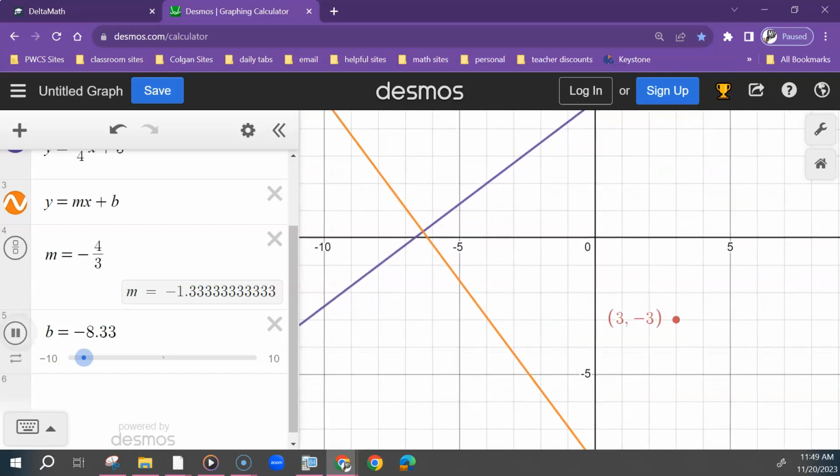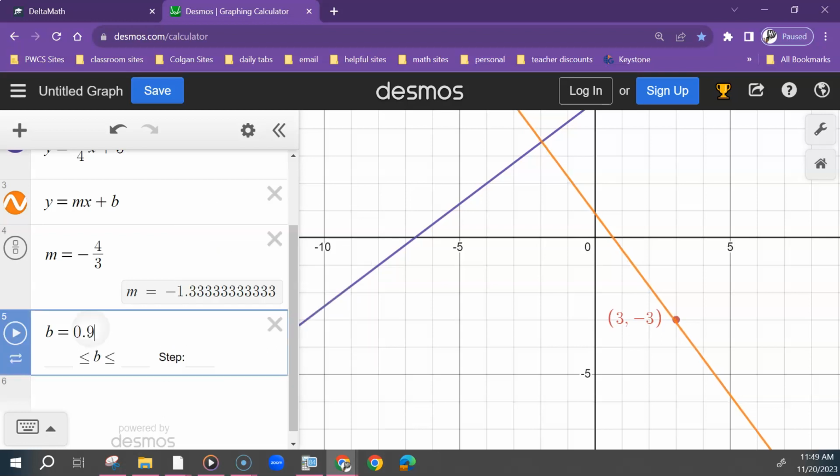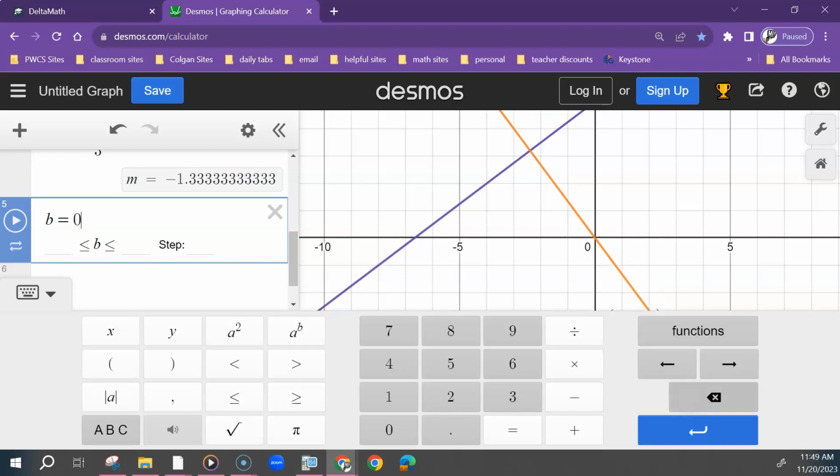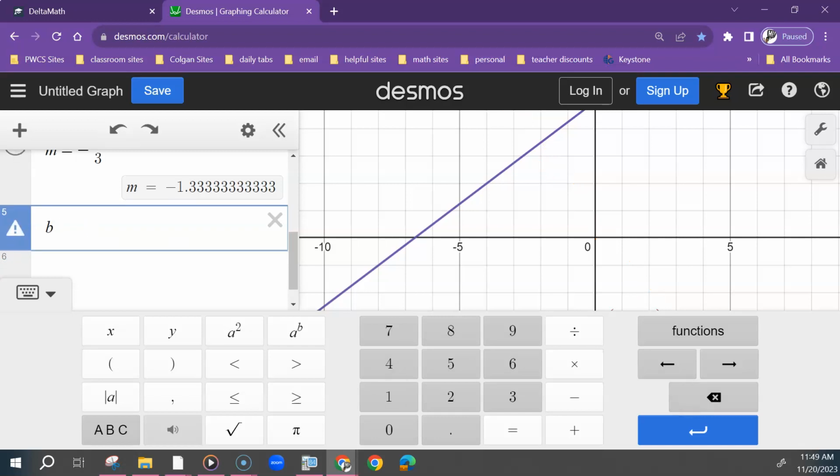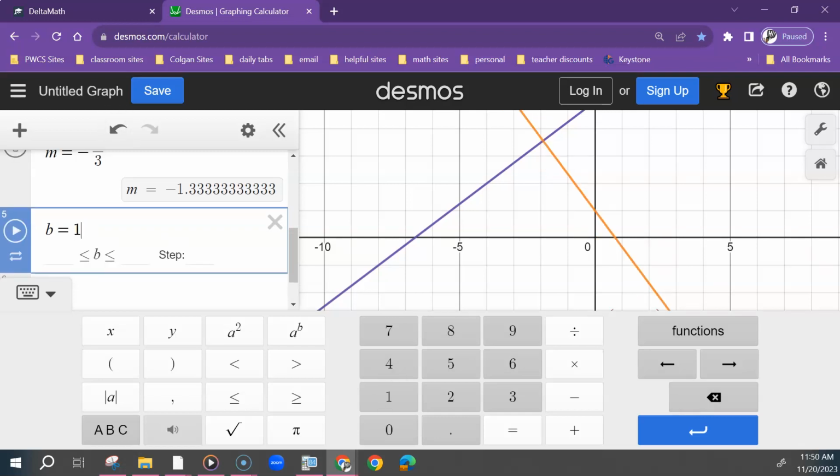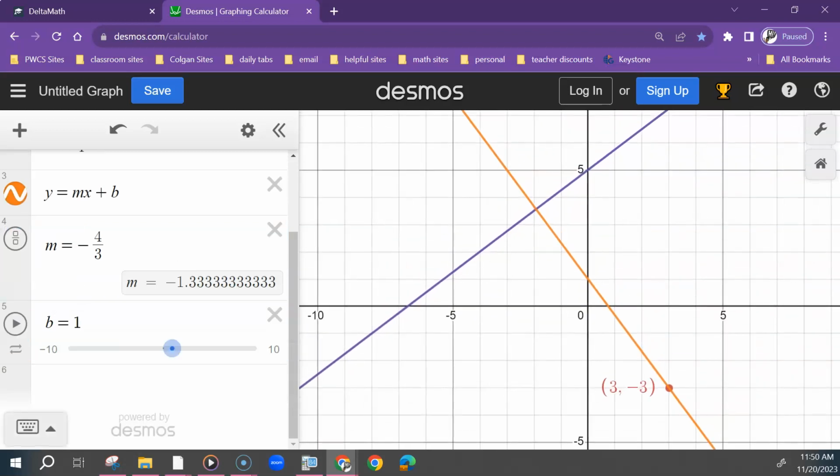And then move your b until it goes through that point. So if you look at these two lines, you can see that they cross, they make a T. It looks like an X, but if you look at it sideways, it is a T. Okay. So the equation would be y equals negative 4/3 x plus 1.